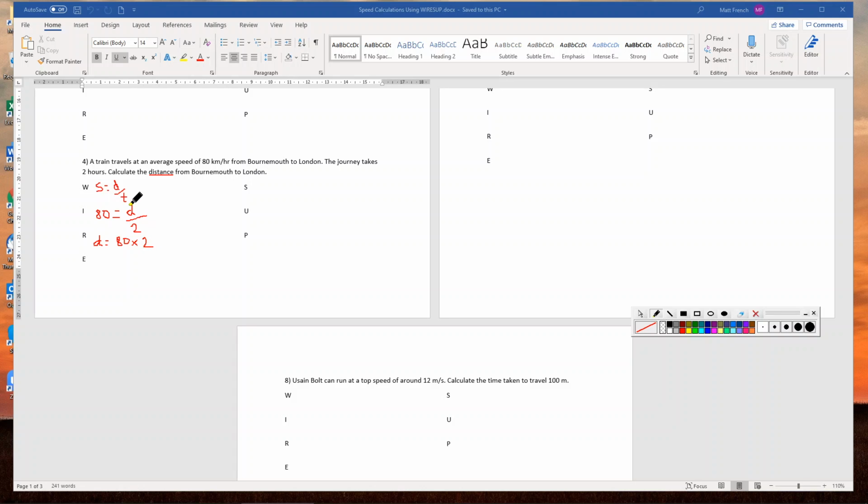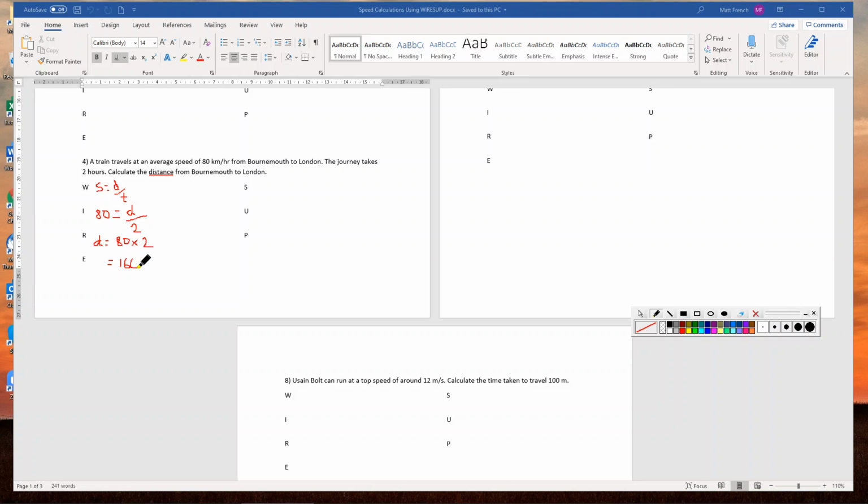So you're asking yourself, how do I undo the divide by 2? Well, I can multiply both sides of this equation by 2. Multiply both sides by 2. The right-hand side of this line just becomes D. That's why we did it. And the other side becomes 80 times 2. Evaluate it. Obviously, you don't need to reach for your calculator for this one.